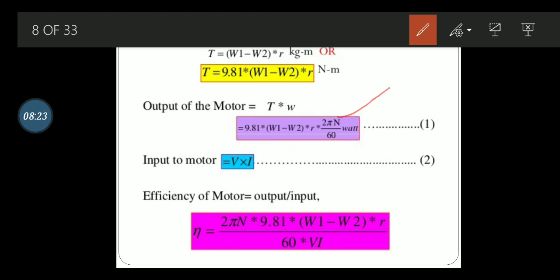The input to the motor is calculated as the product of the supply voltage and supply current. Call this equation number 2. Then, as we know, the efficiency of the motor is the ratio of output power to input power. We know the output power and input power of the motor, and their ratio gives the efficiency. Finally we get the efficiency as η = 2πN × 9.81 (W1 − W2) R / (60 VI).